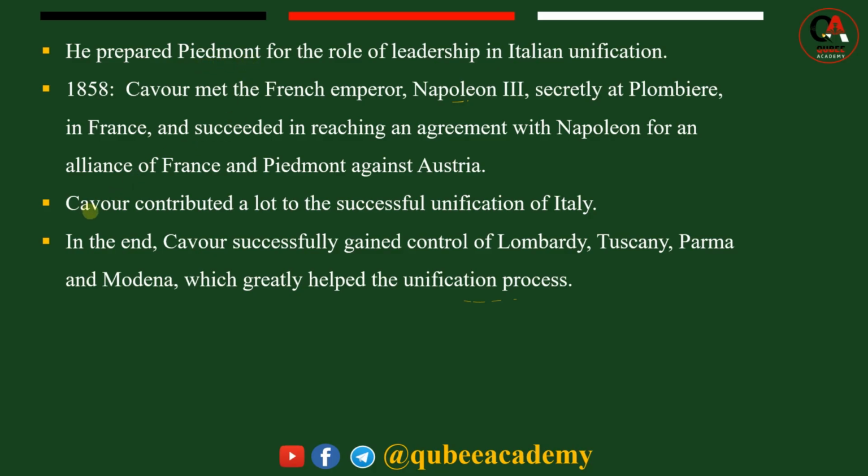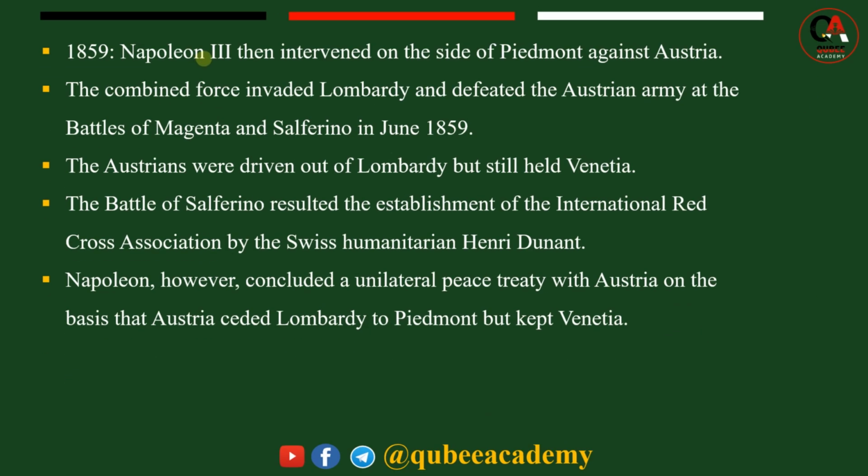So this person led the unification of Italy. He was the prime minister of the Piedmont. Good. In 1859, Napoleon III intervened on the side of Piedmont against Austria.